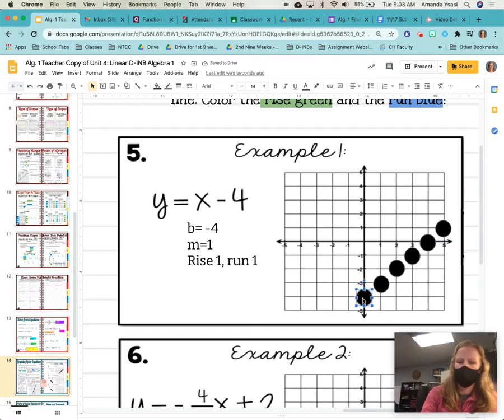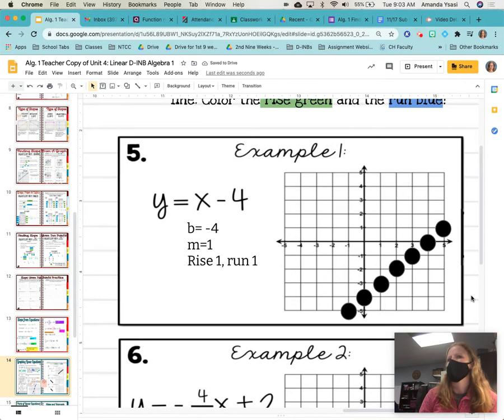I'm going to do one below too. So down 1, left 1. So I want you to put as many points as you can on there, and then draw a line through those points.